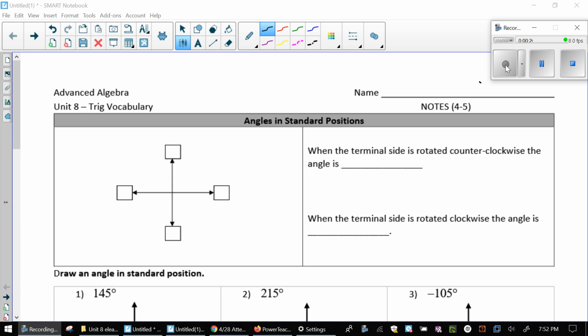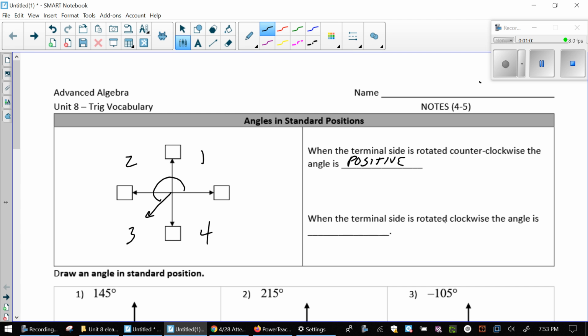All right, so let's talk about drawing angles. You guys can see we have a coordinate plane here. We have quadrant 1, 2, 3, and 4. When the terminal side is rotated counterclockwise, as we go around, we're always going to go counterclockwise. As we do that, the angle is positive. So all of our positive angles measure in the counterclockwise direction. We start at that positive x-axis, we measure counterclockwise.